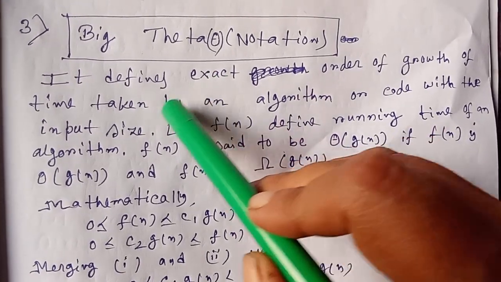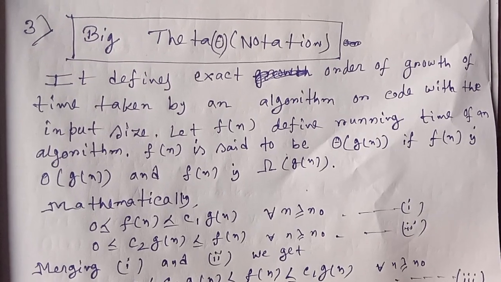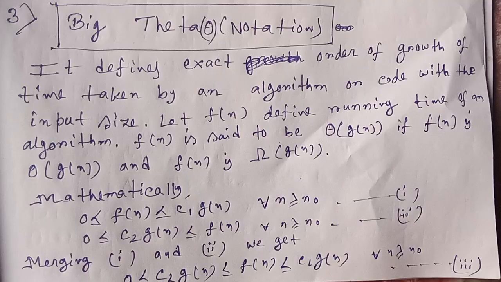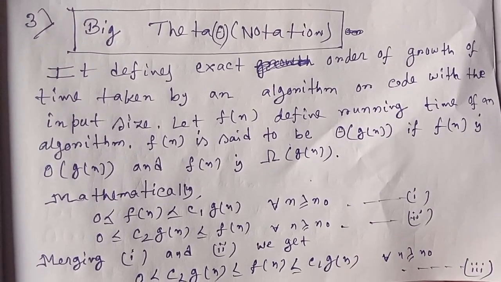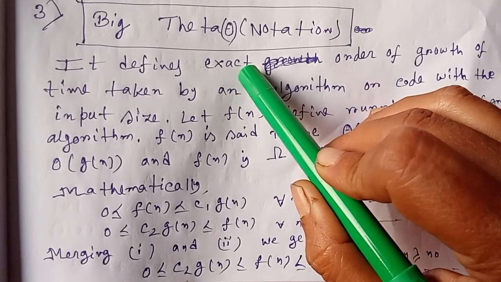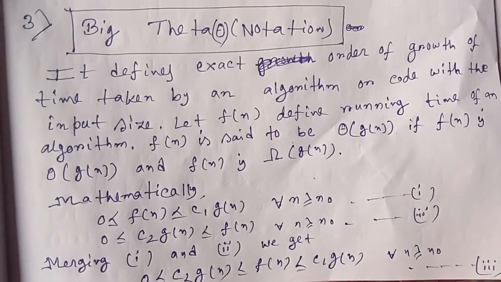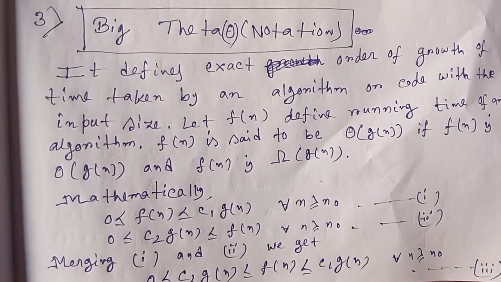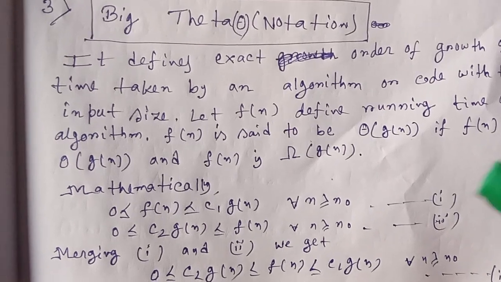So here, study this line. It defines the exact order of growth of time taken by any algorithm. While in big O notation we have found the upper bound, and in big omega notation we have found the lower bound, the theta notation defines the exact order of growth. Exact, not lesser or lower, not upper or greater. It defines the exact order of growth of time taken by an algorithm or code with the input size. So, theta notation defines the exact order of growth, not any lower bound or upper bound, just the exact bound.